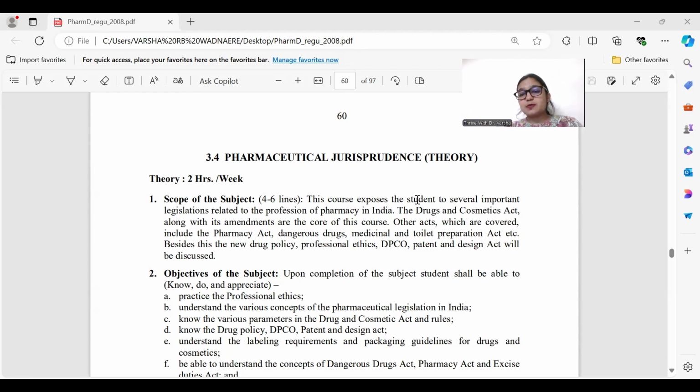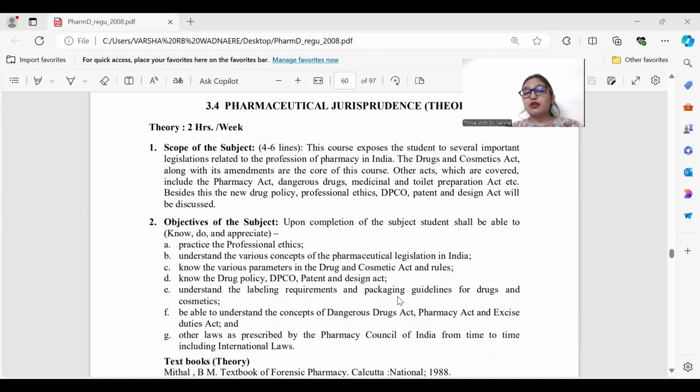Now, this course exposes the student to several important legislations related to the profession of pharmacy in India. The Drugs and Cosmetics Act, along with the amendments, is the core of this course. Other acts which are covered include the Pharmacy Act, Dangerous Drugs Act, Medicinal and Toilet Preparations Act, etc. Besides this, the new drug policy, professional ethics, DPCO, and the Patents and Designs Act will be discussed.